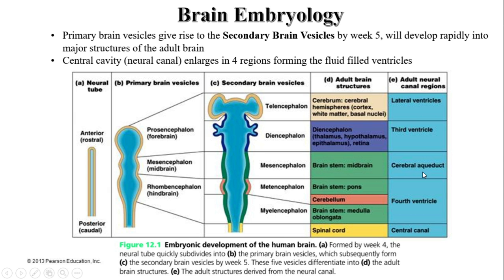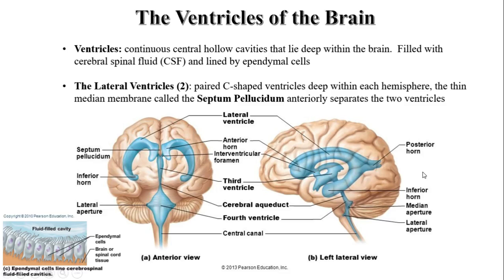So I don't really have to go back to here anymore. I just wanted to show you that real quick. You can see our central canal right here, through our spinal cord, and then our fourth ventricle right here within the pons, cerebellum, and medulla oblongata. So now we reach our fourth ventricle here.